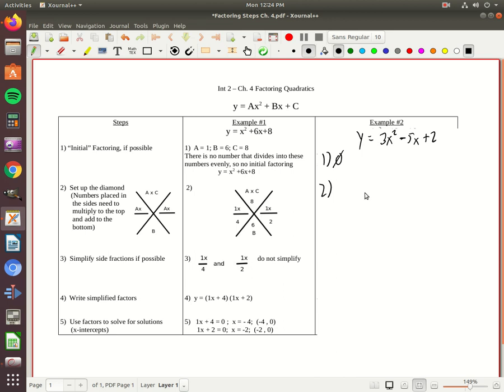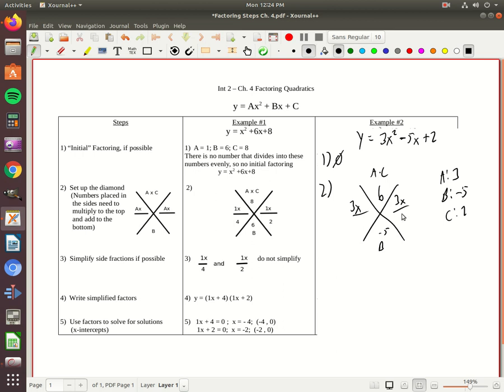All right, the second thing is I'm going to set up my diamond. And again, I know my A is 3. I know my B is, it's not 5, it's a negative 5. And I know that my C is 2. So I'm going to say A times C on top, which is 3 times 2, which is 6. I'm going to say B on bottom, which is negative 5. And on the side, I'm going to put AX. Well, you can see my A is 3, so I'm going to get 3X on the sides.